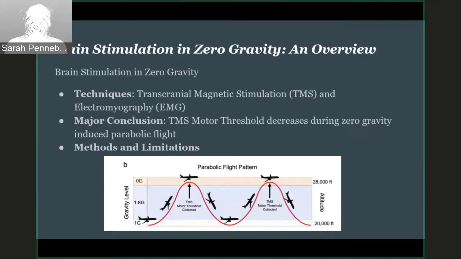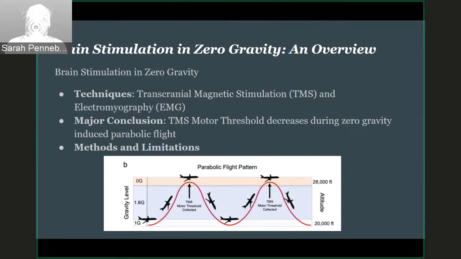In the study we're going to look at today, TMS and EMG were used in concert to measure cortical excitability during periods of zero gravity induced by a parabolic flight. Researchers found that the resting motor threshold of participants, which is the intensity of TMS needed to produce effects in the periphery, decreased during zero gravity. We'll examine how the study was conducted, potential explanations, and limitations that lend this study to further investigation.